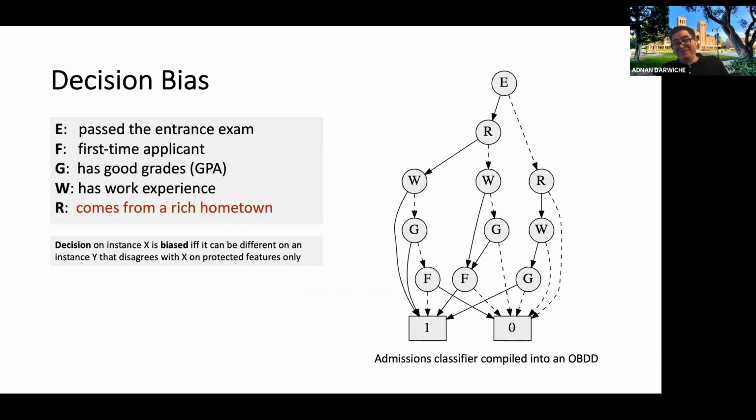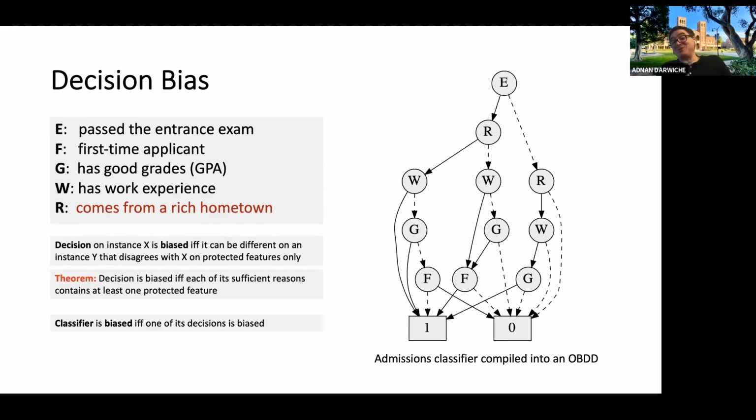Now, here's a theorem from this work. I'll show you the citation in just a second. The theorem says, if you accept this definition of bias, a decision is biased if and only if each sufficient reason contains at least one protected feature. So if you compute the sufficient reasons for a decision, and each one of them mentions a protected feature, it's guaranteed the decision is biased. I can find you another instance that only differs by protected features, and you will make a different decision on it.